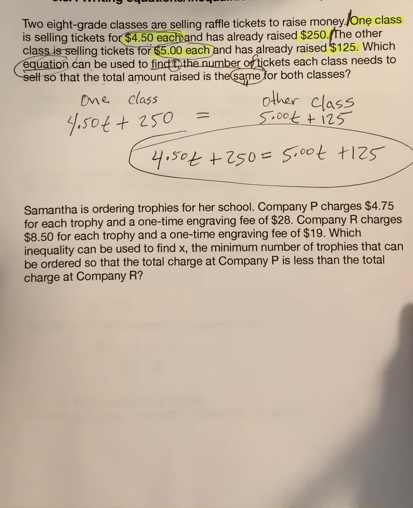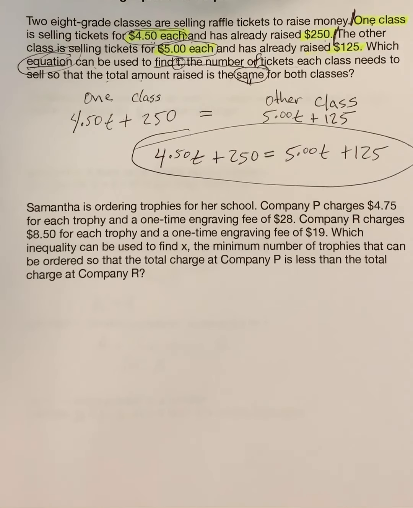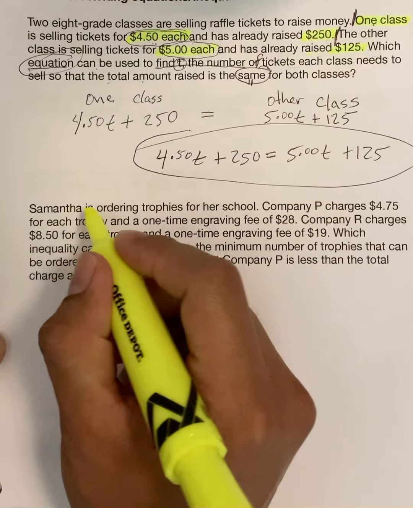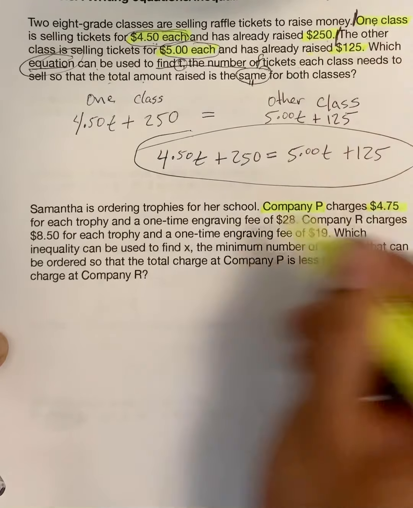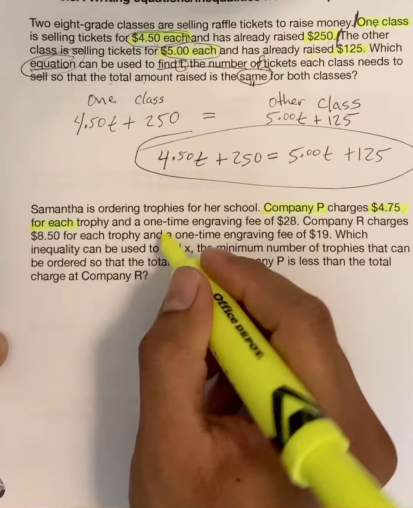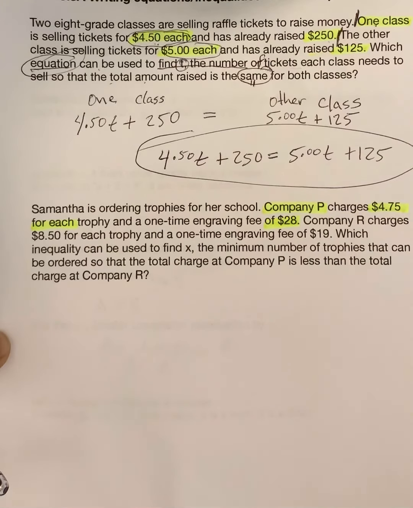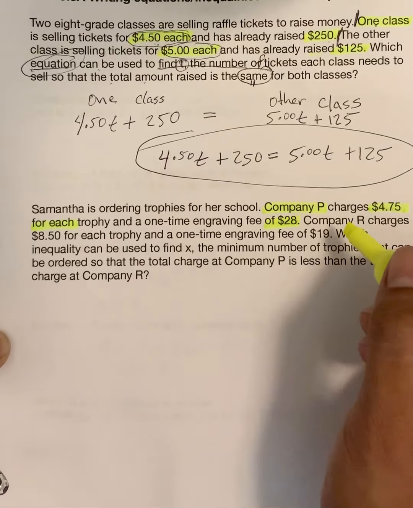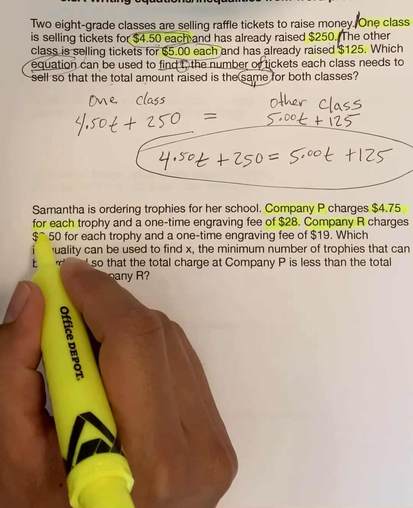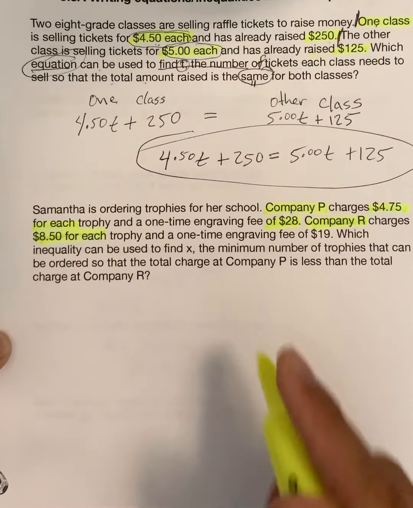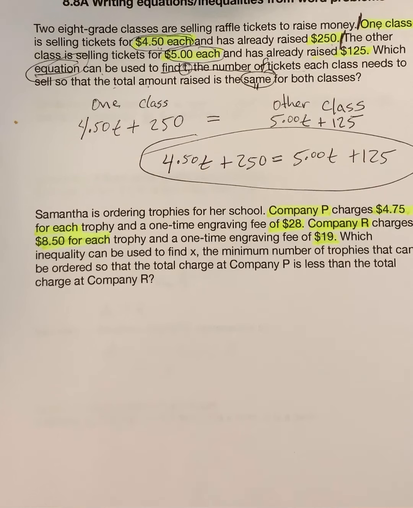So again, I'm gonna follow those rules, you guys. We're gonna reread this, but this time with a purpose. We know we're gonna have Samantha's ordering trophies. We have Company P that charges $4.75 each. There's that key term. And one-time engraving fee. That means that only charging you one time. Company R, so we have two companies, is charging $8.50 each and a one-time fee for $19. So that's the important information I took out.